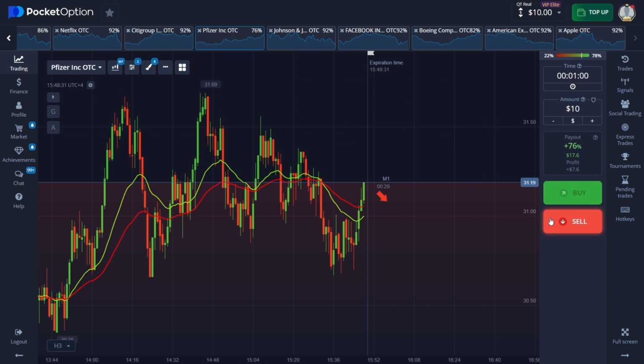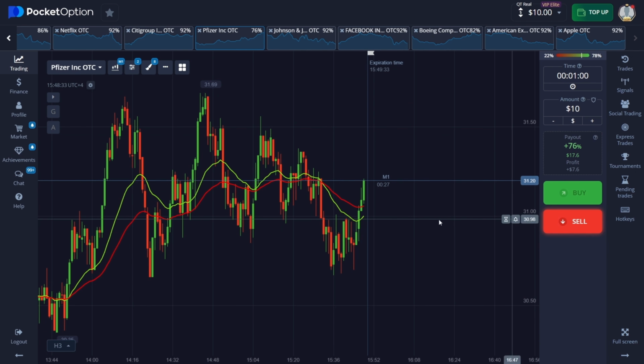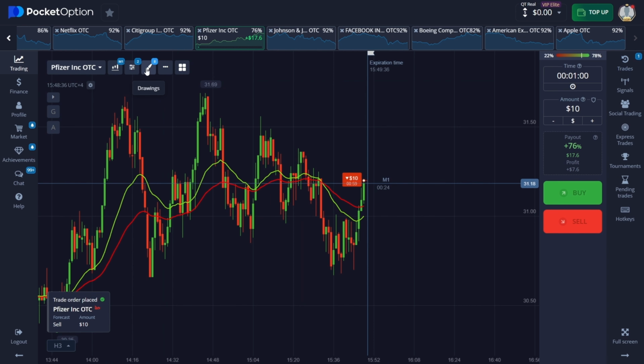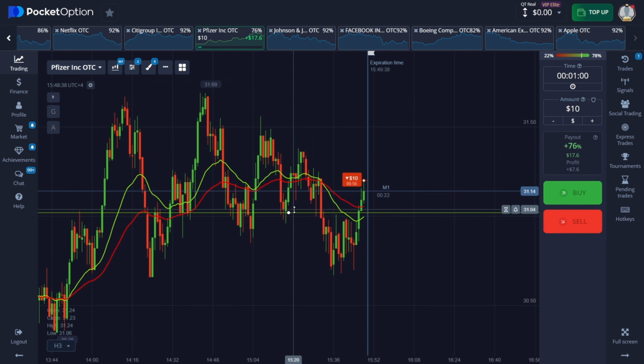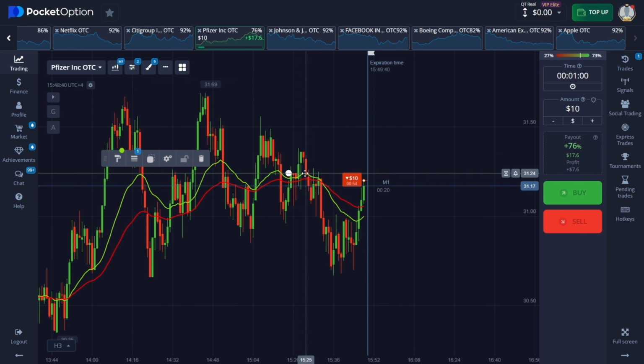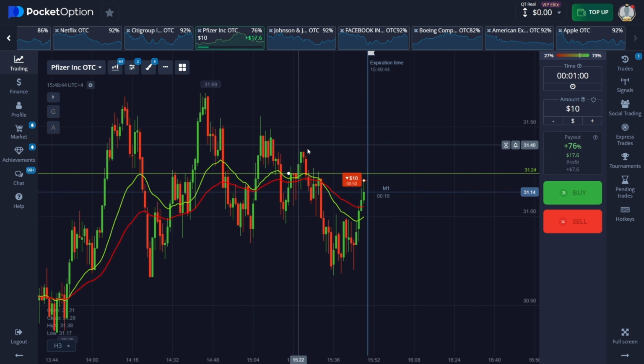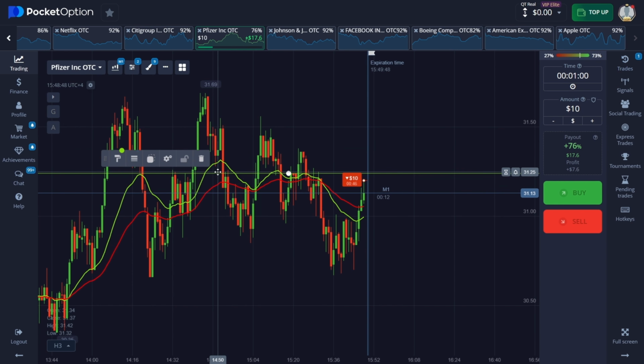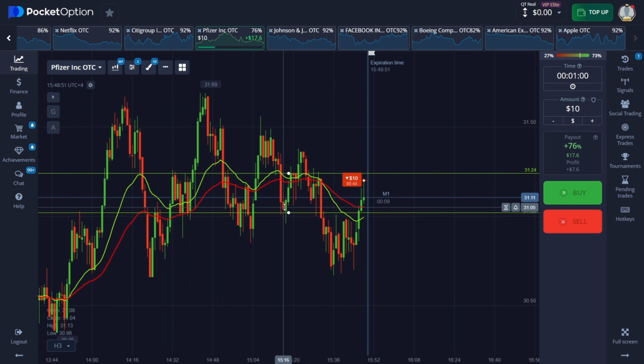Here we have a trade on the Pfizer OTC. I placed a trade for the downside move for $10. There was a resistance level that I identified, and you can see a small red doji pattern as well. So there was a good resistance level. That's why I took this trade for the downside move. And currently the trade is going in our favor.